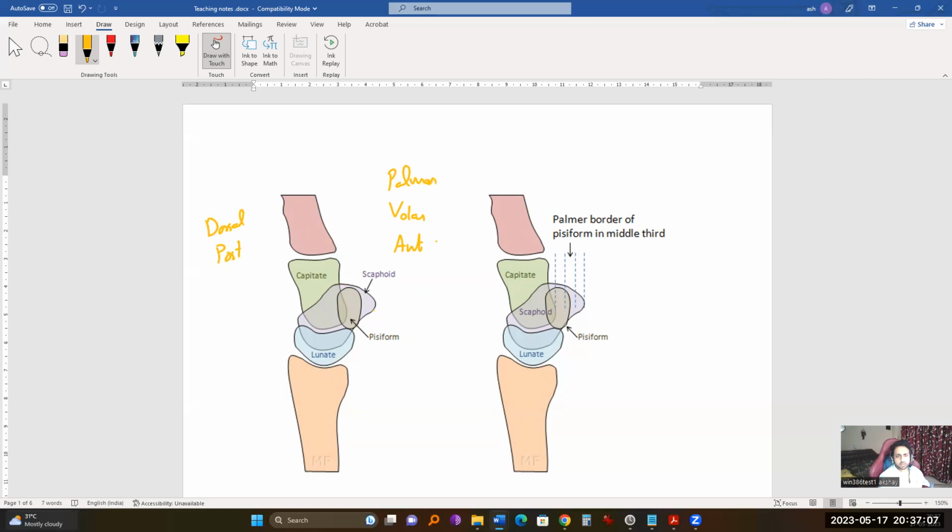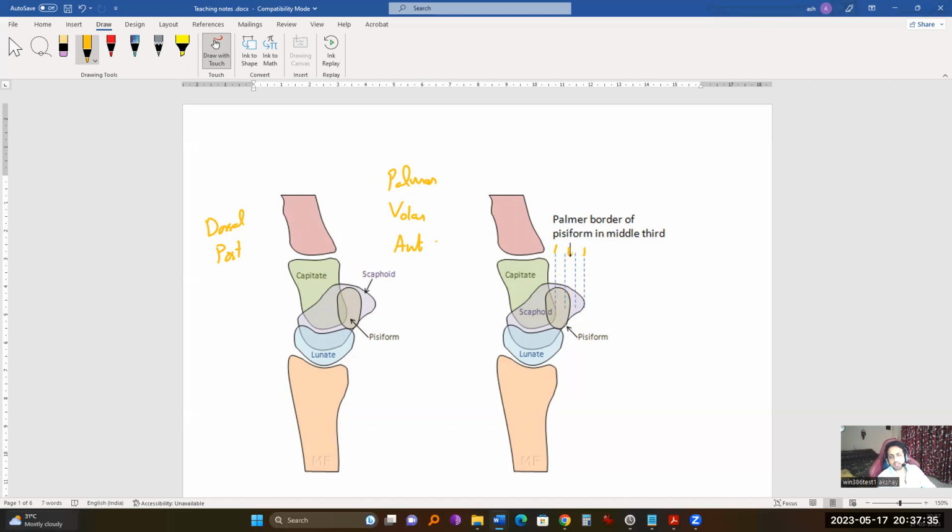So you have to look for the palmar cortex of the scaphoid and the palmar cortex of the capitate. Here you can see the palmar cortex of the capitate is over here, and the palmar cortex of the scaphoid is over here. And also look at the palmar cortex of the pisiform bone. It will come over here.